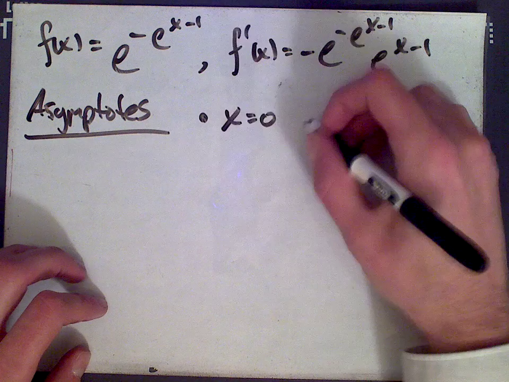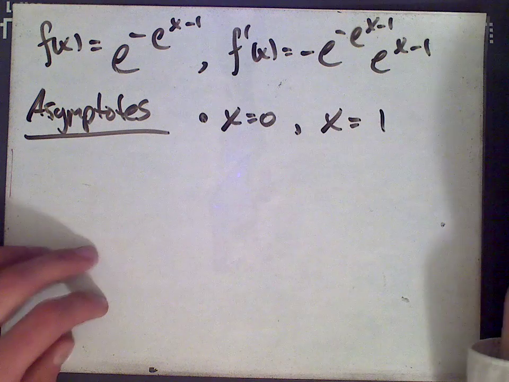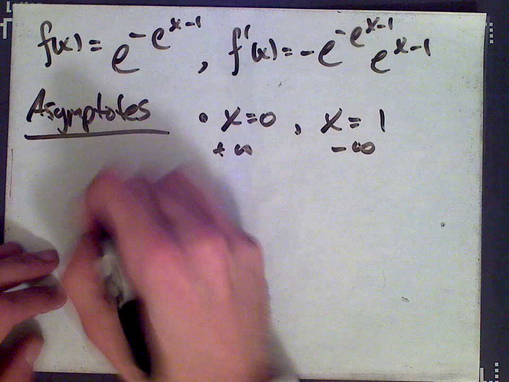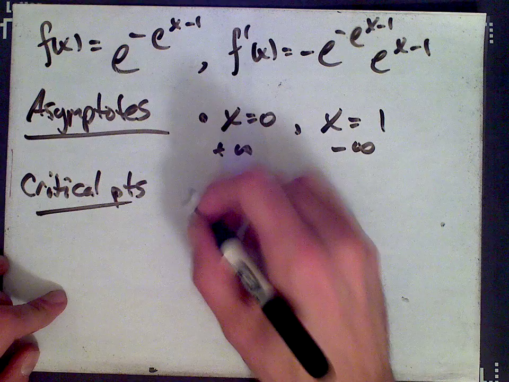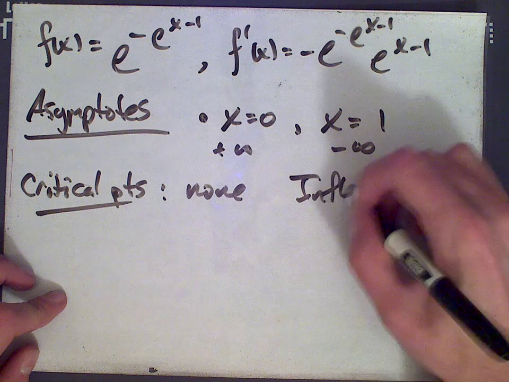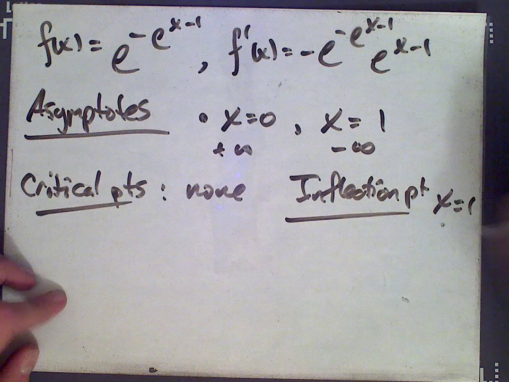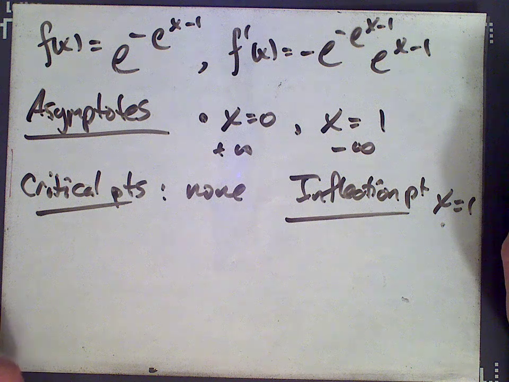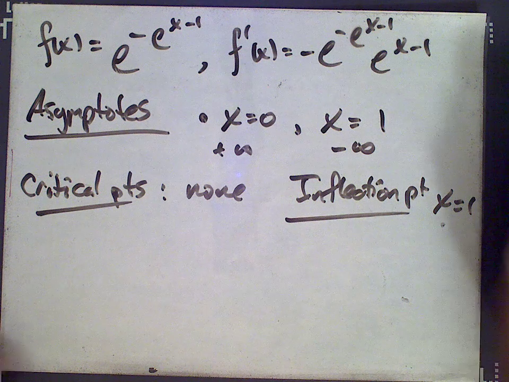We found one at y equals 0 as x goes to plus infinity, and the other is y equals 1 as x goes to minus infinity. Okay, so I'll write those there. No critical points, none. And the inflection point was at x equals 1. To the left, we had that f was concave down because the second derivative is negative, and to the right, f is concave up.